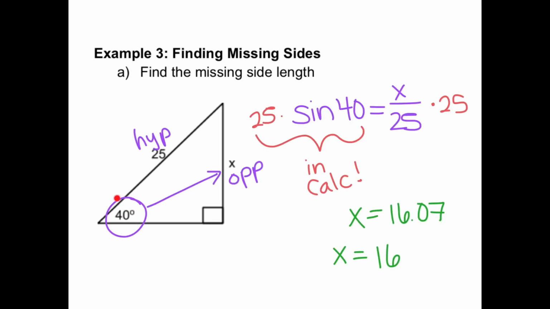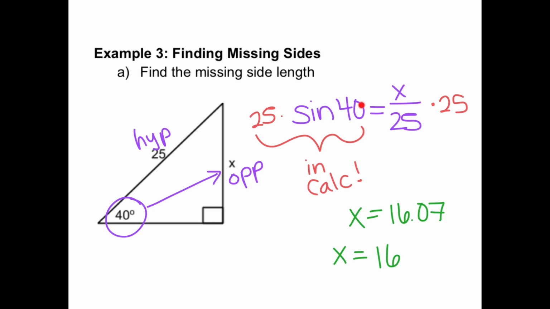So using the given angle measure as my reference angle, the x is the opposite side, and the 25 is the hypotenuse. So in purple, my original ratio is the sine of 40. It's not an x, it's not a theta. I know it's 40 degrees. So the sine of 40 equals x over 25.